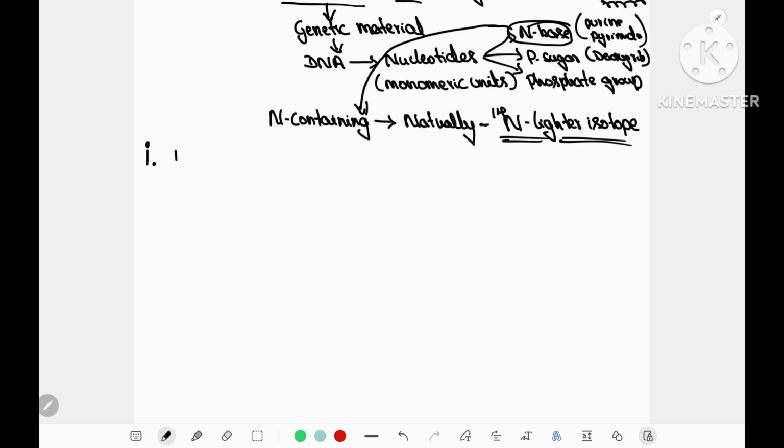Okay. Now, let us explain the experiment in 3 steps. In the textbook also they have explained the experiment in 3 steps. Let us consider the first step.